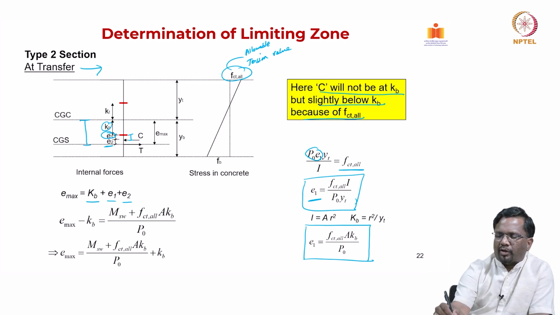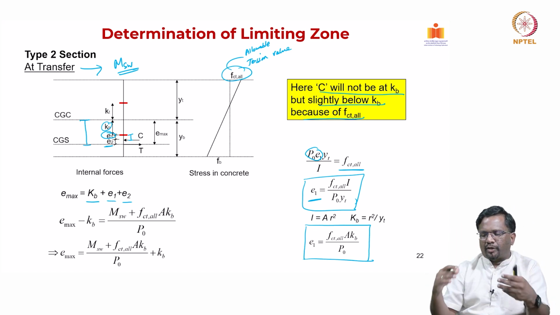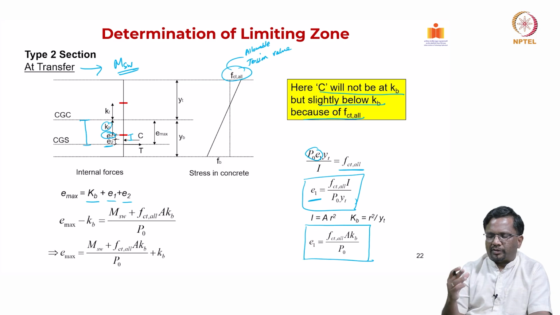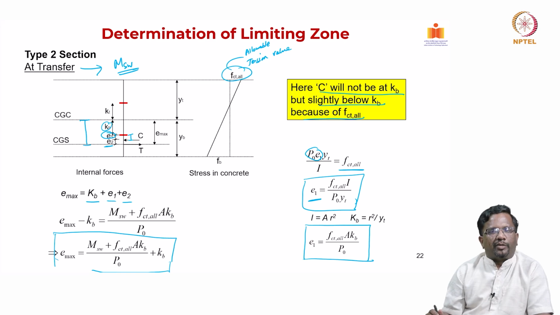It is the self-weight moment that is acting. At transfer, you will have only the self-weight moment. Because of the self-weight, C has now moved away from T by a distance of E2. That means the moment that it is moving is the self-weight moment. So that distance E2 will be nothing but MSW by P naught. So finally I can find an expression for my maximum eccentricity in the form of self-weight moment and the KB value like this.